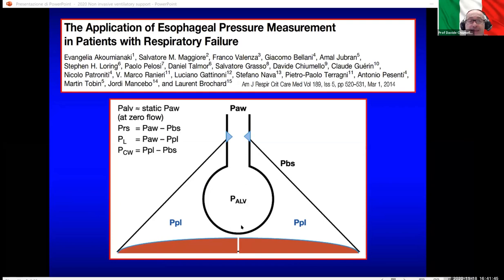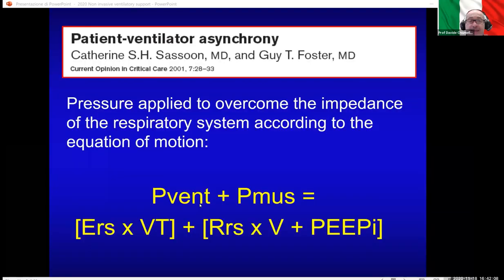So the pressure that comes from the ventilator, if we are in complete passive condition, or from the muscle, if we are in spontaneous breathing, or both, if we are in assisted ventilation, is used against the elastance of the respiratory system to generate a certain amount of tidal volume. Then this pressure is also used to generate a flow, which is related to the airway resistance, and to overcome the presence of intrinsic PEEP. So the pressure is spent to inflate the lung.